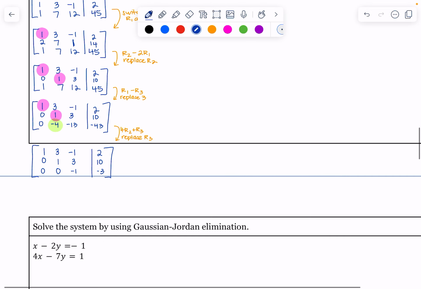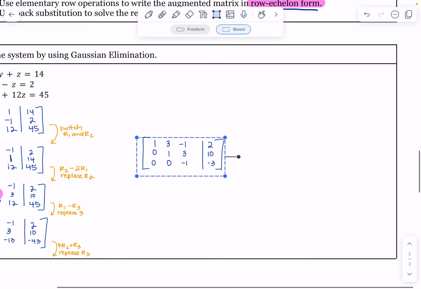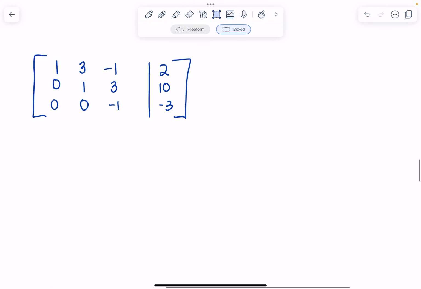Great. Okay, just for space, I know you can't do this on your paper, but I'm going to drag this up here just so I have some more space. Okay, so now we have this. Remember, our goal is to have zeros in the bottom left corner and ones in the diagonal. So we're very close to our goal.